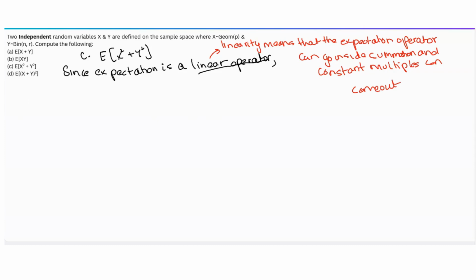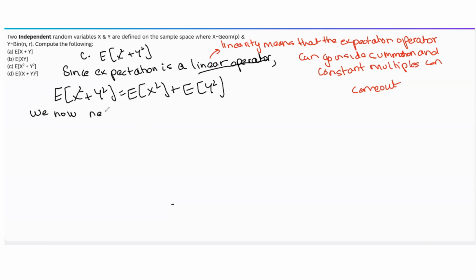So because expectation is a linear operator, we can take the expectation operator inside the summation and write this expectation of a sum as the sum of expectations. This is similar to how in part A, we wrote the expected value of x plus y as the expected value of x plus the expected value of y. Now we need the expected value of x squared and the expected value of y squared.